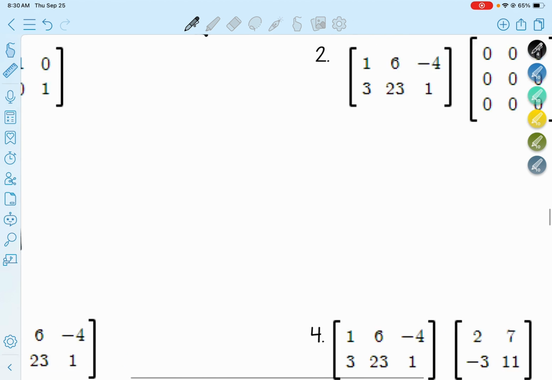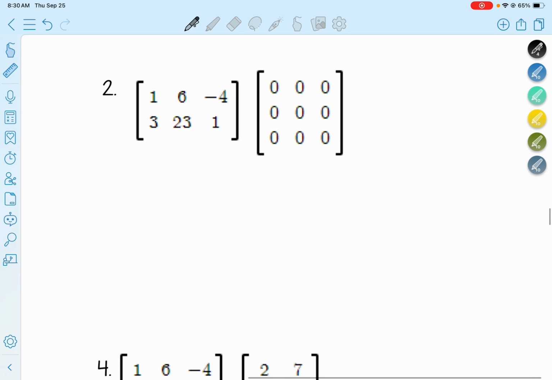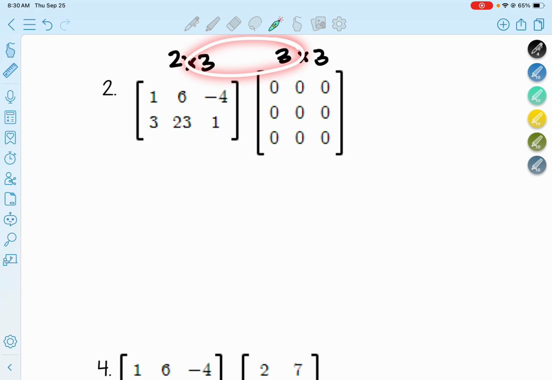Doing the same thing, but now with number 2, the first thing I want to do is look at the dimensions. This is a 2 by 3 and this is a 3 by 3. These in the middle are both the same, so this means we have a resulting matrix of a 2 by 3.